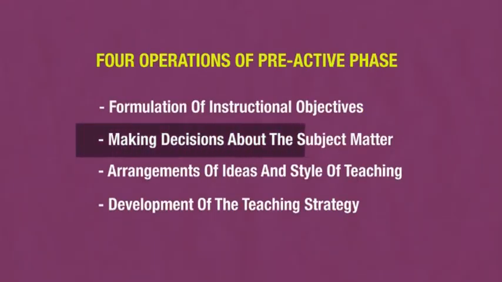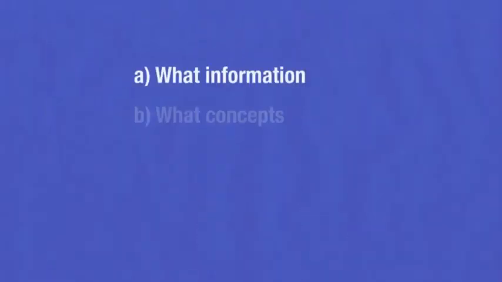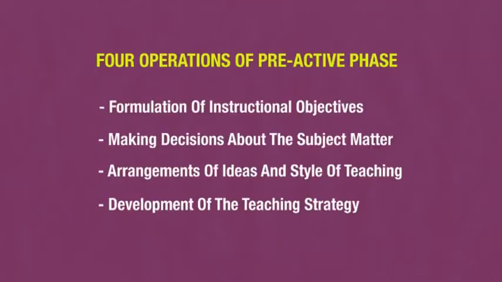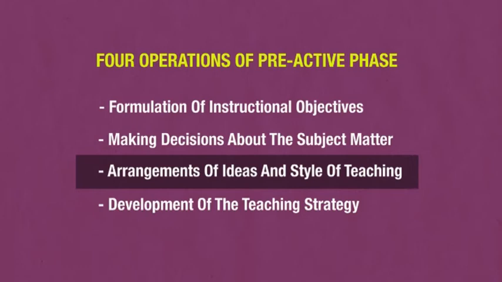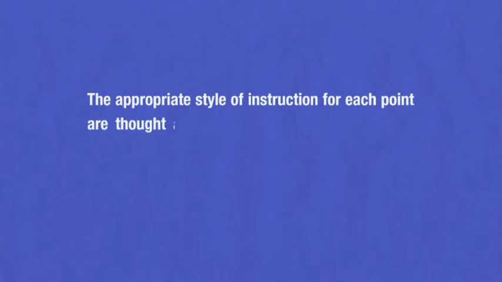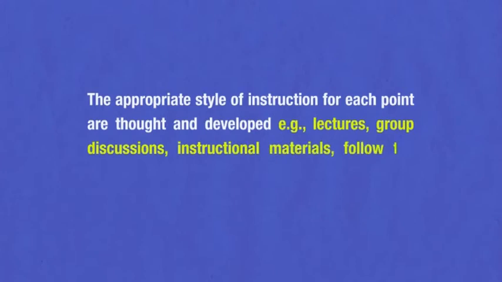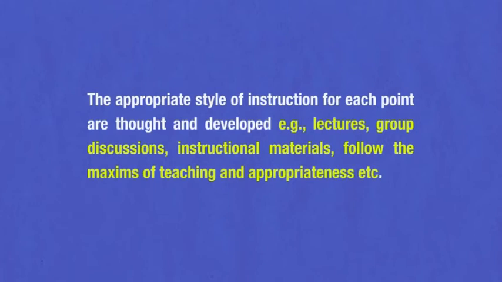The second operation is making decisions about the subject matter. After determining the objective, the subject matter through which these objectives will be realized is selected. It includes 4 main decisions: what information, what concepts, what skills, and the structure of the content. The third operation is arrangement of ideas and style of teaching. Here, the selected content points are arranged and sequenced. The appropriate style of instruction for each point is thought out and developed. For example, lectures, group discussions, instructional materials, following the maxims of teaching and appropriateness, etc.